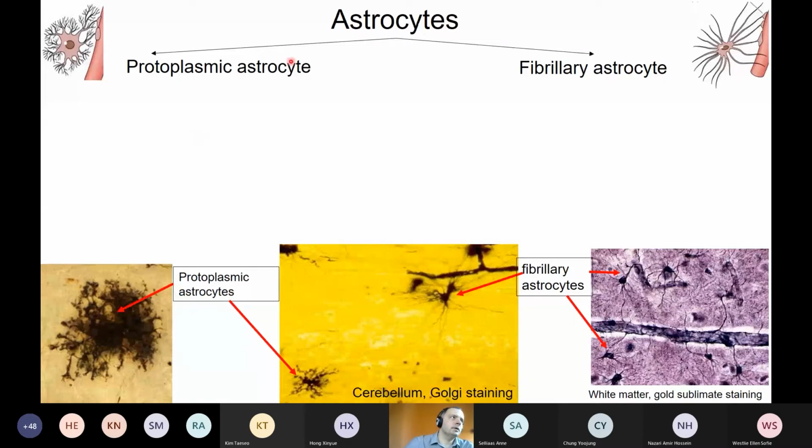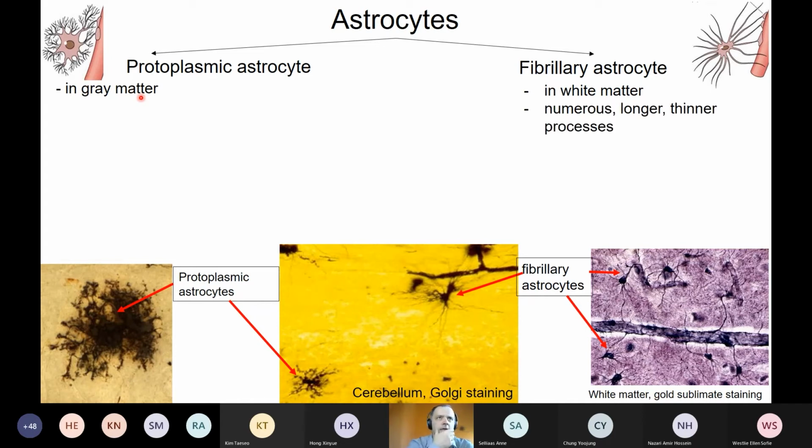The protoplasmic astrocyte is found in the gray matter. In contrast, the fibrillary astrocyte is found in the white matter. So if you look into the microscope and you can distinguish the white matter from the gray matter, and you see astrocytes, based on the localization, you will know already which one is the protoplasmic, which one is the fibrillary. But there are also some other differences which, however, require some practicing in order to be able to distinguish.